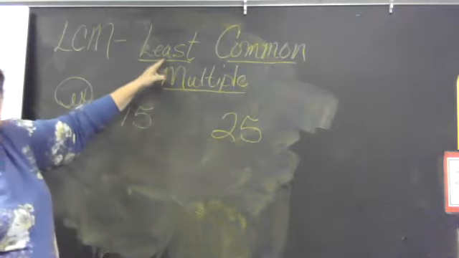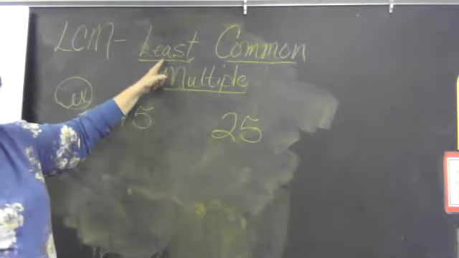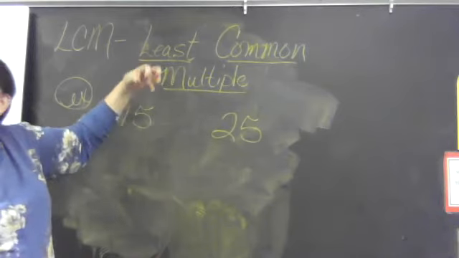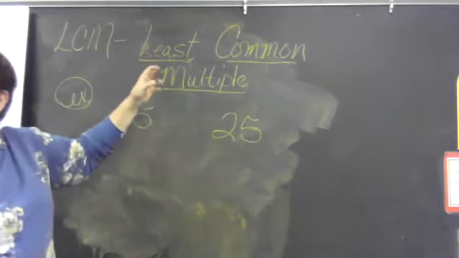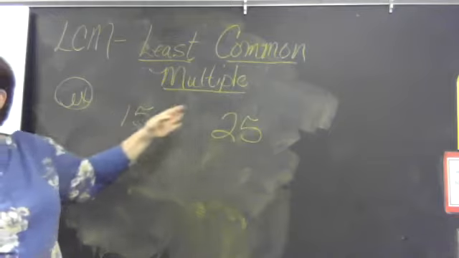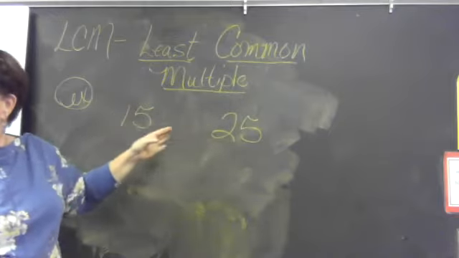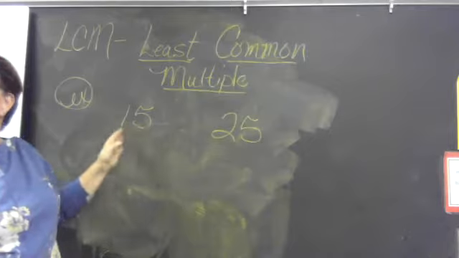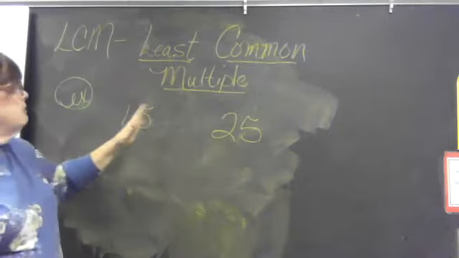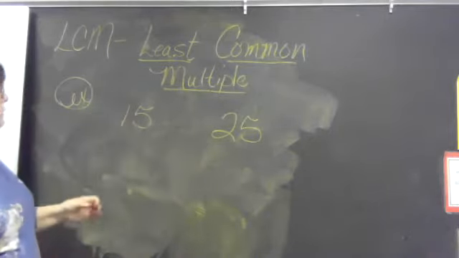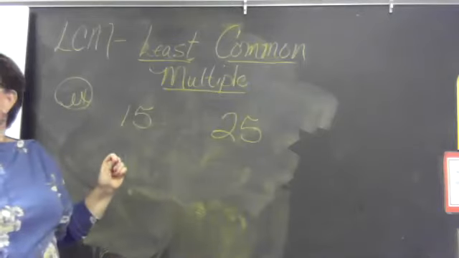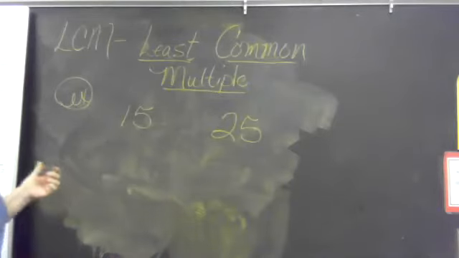When it says least, that's very misleading. We want the smallest big number that both of these will divide into, that both of these will divide into. Least common multiple means I need a bigger number, the smallest bigger number.